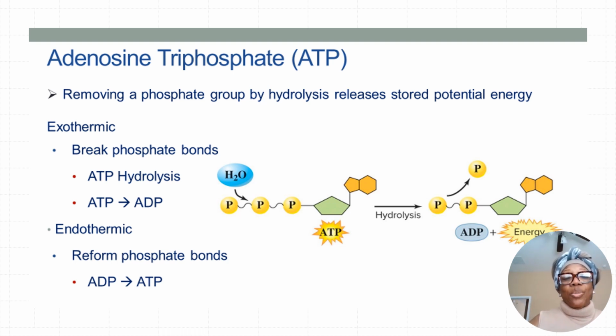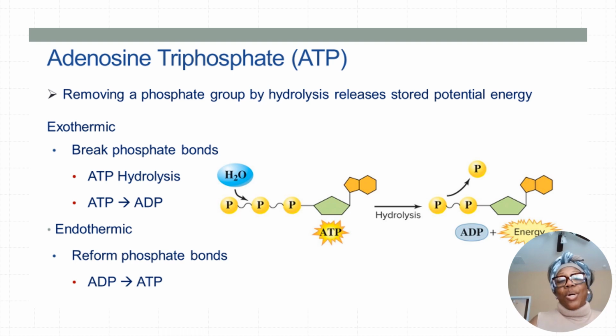So what happens is when that exothermic reaction occurs to break a bond of ATP via hydrolysis, the ATP will lose one phosphate and becomes ADP, adenosine diphosphate, so just two phosphates. An endothermic reaction will cause that phosphate bond to reform later on.